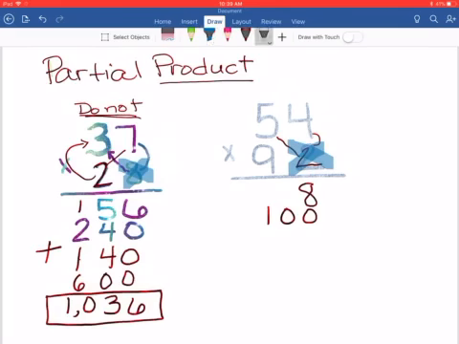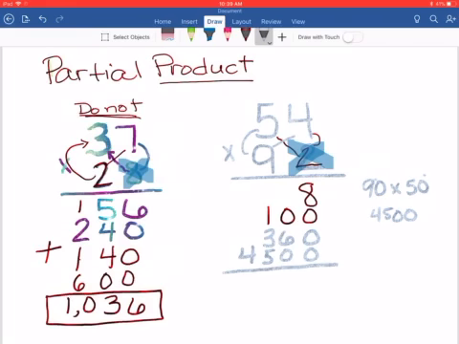And you're going to move over to your 9, which is 90. So 90 times 4 is 360. And 90 times 50, well, I know that 9 times 5 is 45, and I have 2 zeros. So it's 4,500. Friends, you have to make sure that you line up your place values. If you don't, you will misadd every single time.